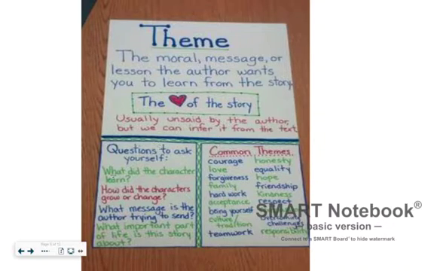So you can ask yourself, what did the character learn? How did the characters grow or change? What message is the author trying to send? What important part of life is this story about? And here are some common themes. So courage, love, forgiveness, family, hard work, acceptance, being yourself, culture, tradition, teamwork, honesty, equality, hope, friendship, kindness, respect, overcoming challenges, responsibility.